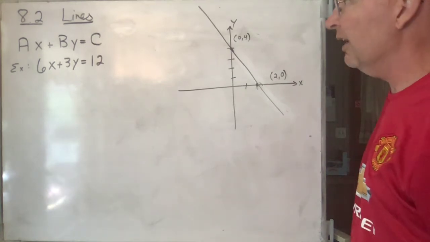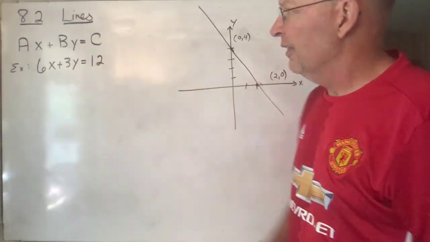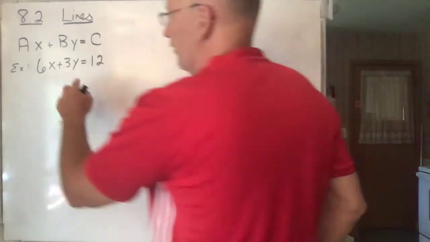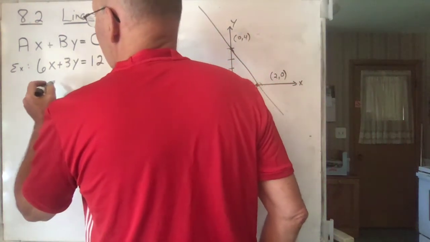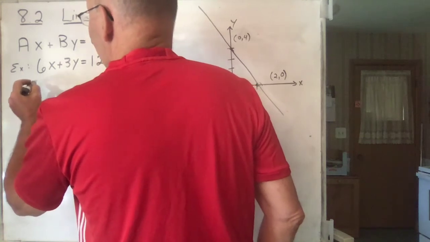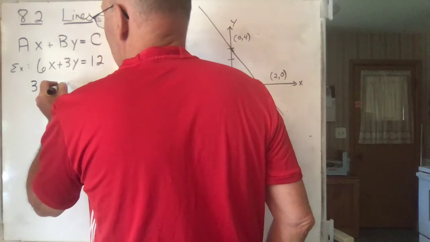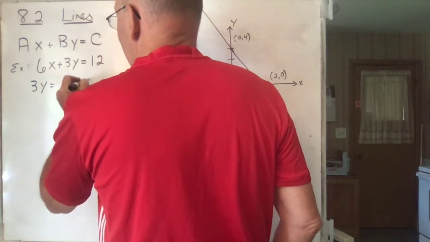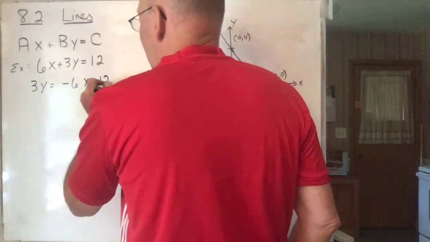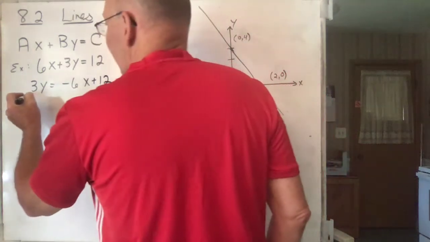If you want to find other points on this line, then the easiest way to do it is to first solve it for y. Let's do it. Let's first move the 6x over, and we're going to get 3y is equal to negative 6x plus 12. And then we can divide both sides by 3.